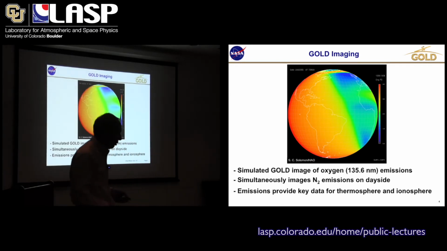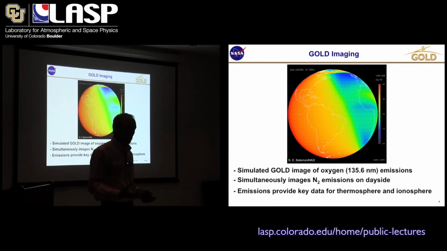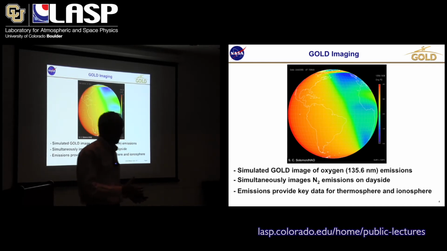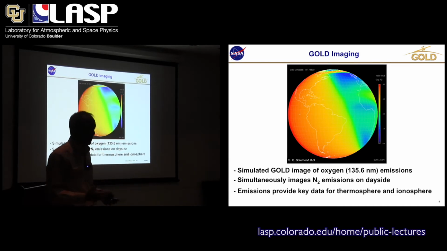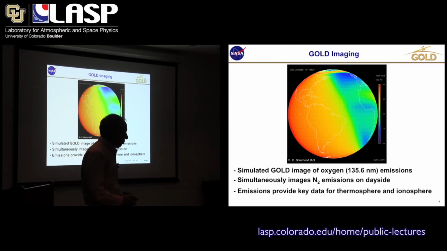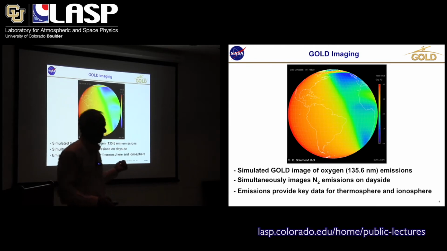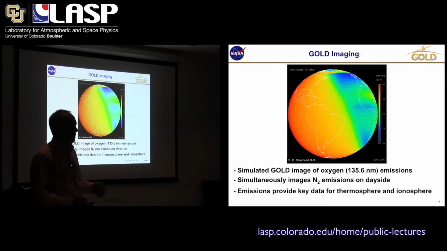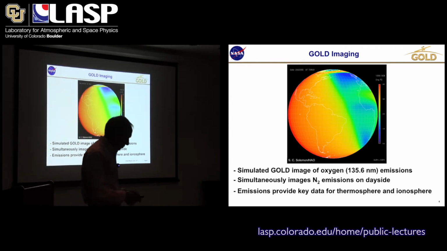At the same time, the GOLD imaging, although this only shows the 1356, you also get images of the N2 emission on the day side, which is molecular nitrogen, the same gas that's down here on Earth that makes up most of our atmosphere. It is also up there. And the emissions that come from this region of the atmosphere, we can use to provide us key information about the atmosphere, what's happening in this region, the temperature, the composition, and see how it evolves over time.